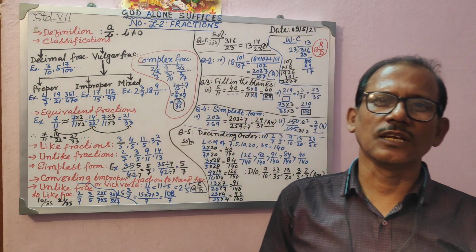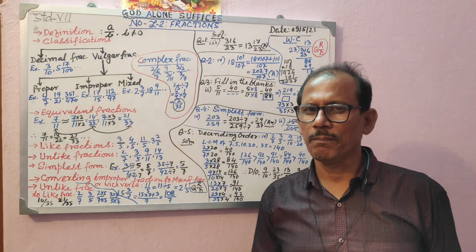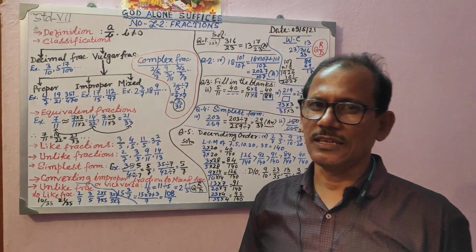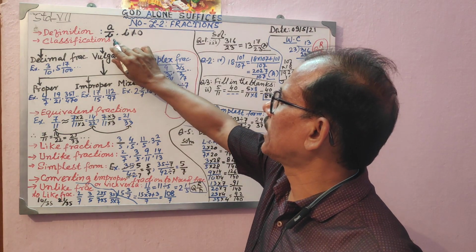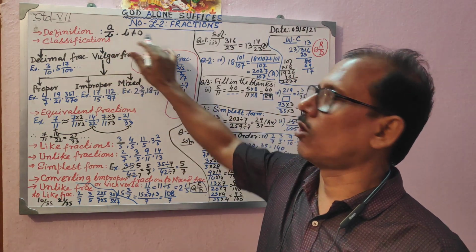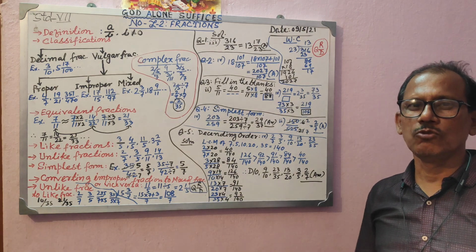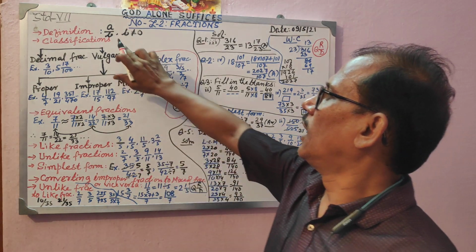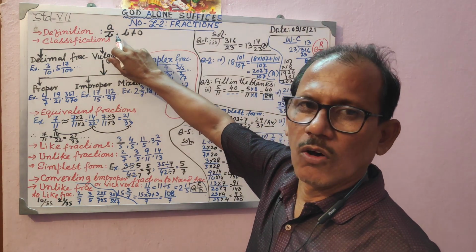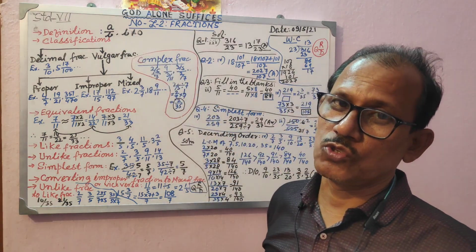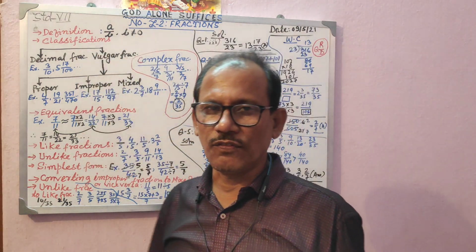So that way the fraction can be written. It is always written with two numbers, like a by b. Fraction will be written as a by b, b not equal to 0, two whole numbers. Usually you don't take negative integers, only whole numbers, but b not equal to 0. That will be the definition of fraction.